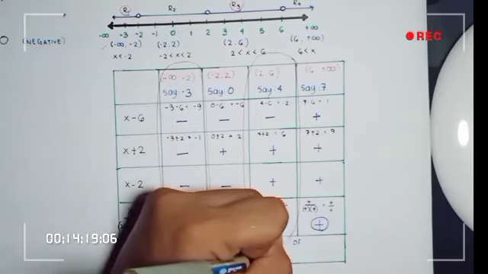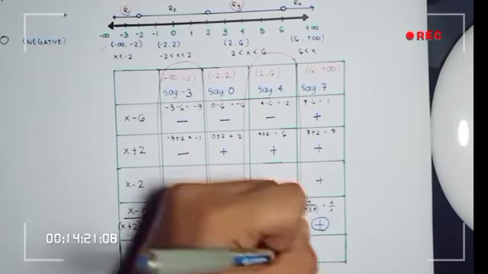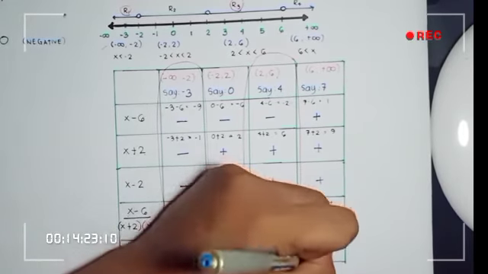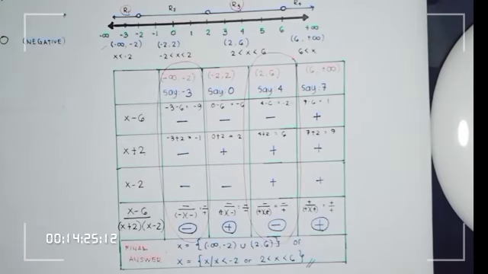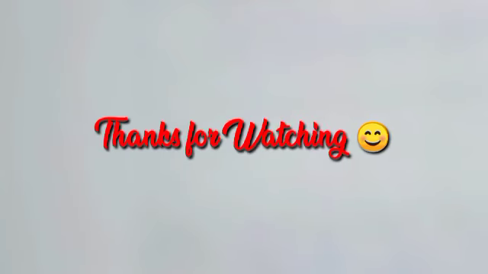For the rule form, we have x such that x is less than negative 2 or x is greater than 2 but less than 6. That is all. Thanks for watching.